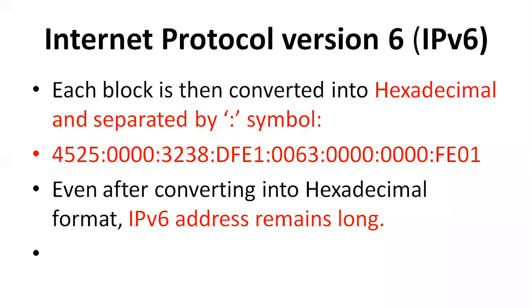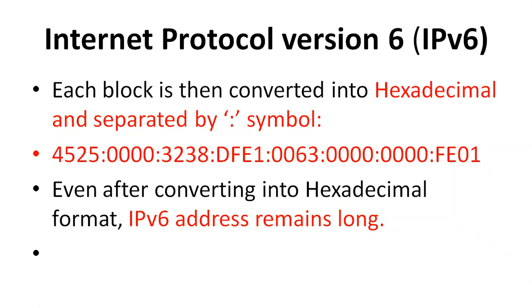Even after converting into hexadecimal format, IP version 6 addresses remain long. For example, 192.168.1.1 is difficult to remember, but if you see IP version 6, it is very difficult to remember.